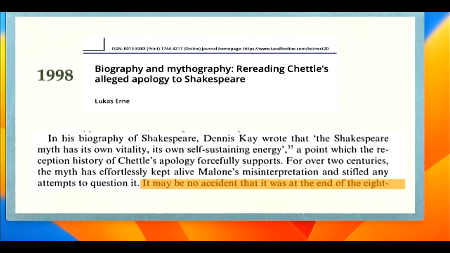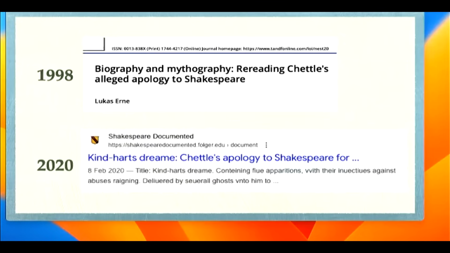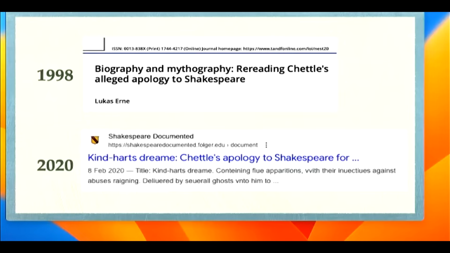And if you Google Chettle's apology, all this time later, in 2020, this website comes up at the very top of the Google search: Kind Heart's Dream, Chettle's apology to Shakespeare. So 22 years later, no change. In fact, he pointed out in his paper, he was the 4th person to publish in an academic journal to show that Chettle's apology was not to Shakespeare, but still the myth prevails.